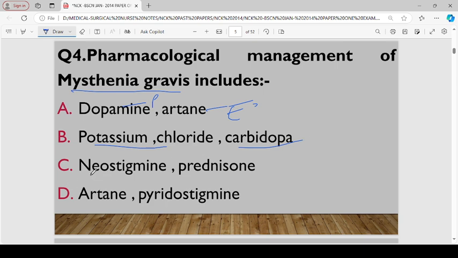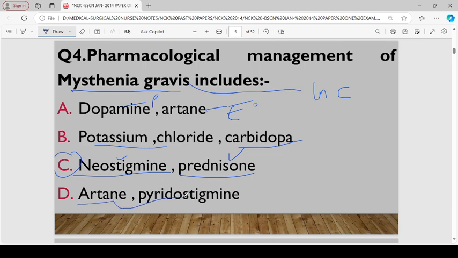Neostigmine, you remember what is the cause of Myasthenia gravis? We have under-stimulation of cholinergic neurotransmitters, right? So when you give neostigmine, which is an agonist, that can help. And prednisolone is a corticosteroid. It's an anti-inflammatory drug, so that will also help, because the problem normally comes as a result of inflammation of those neurons. So this could be a good answer for consideration.